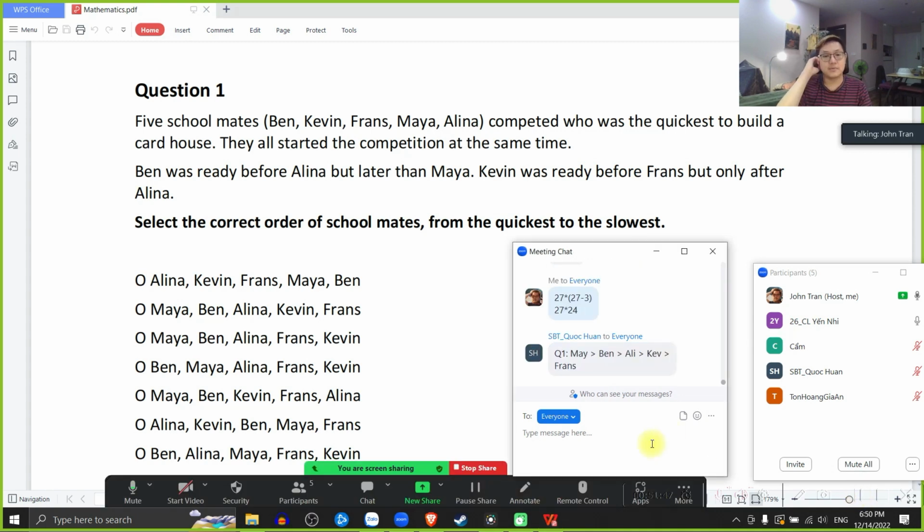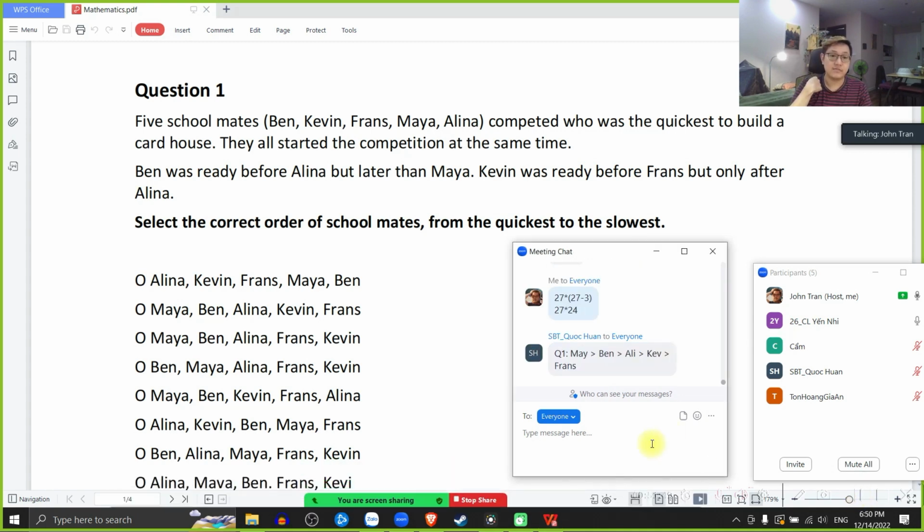Alright, so the first one, Ben was ready before Alina. So Ben is faster than Alina, but later than Maya. So Maya is the first person to be finished, and then Ben, and then Alina.